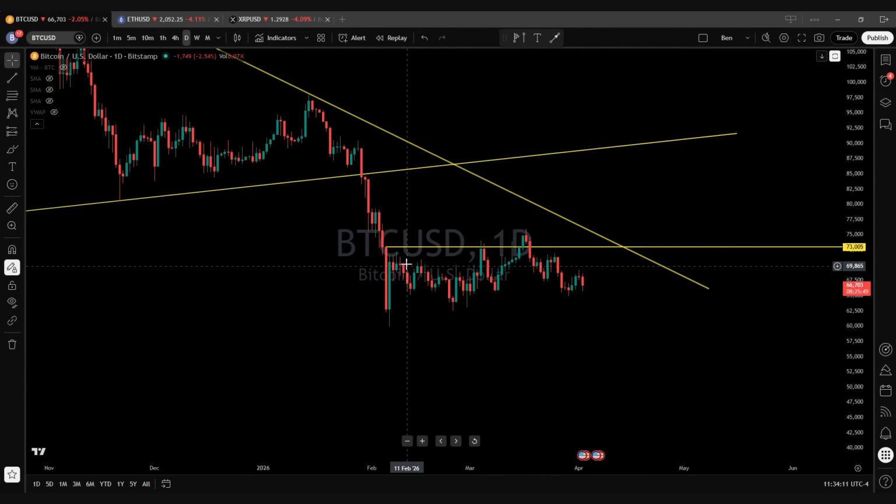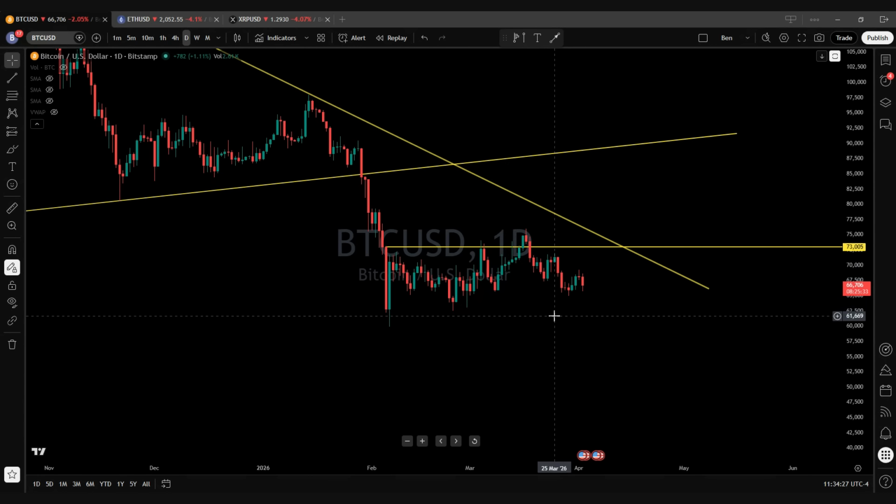So what I'm looking for on Bitcoin is price action to get above this high pivot point right here at 73,000. Then we can confirm above it. Then we have another leg to the upside. I have an upside target of around $80,588 on the Bitcoin chart.